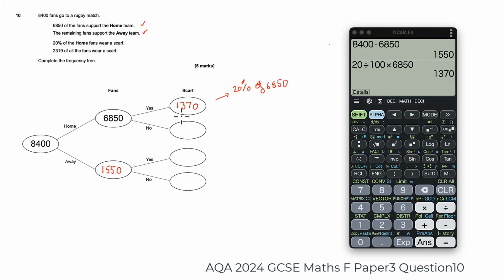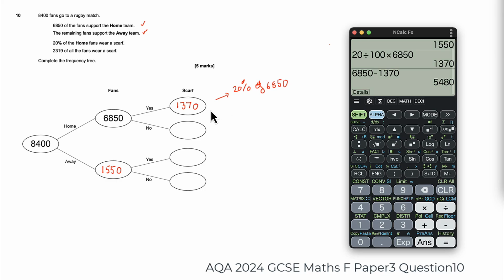Now that would mean that the ones that don't wear a scarf of these fans would be the difference between 1,370 and 6,850. So we take 1,370 away from 6,850. 6,850, and we'll subtract 1,370. There we have 5,480. So that's us used that piece of information.